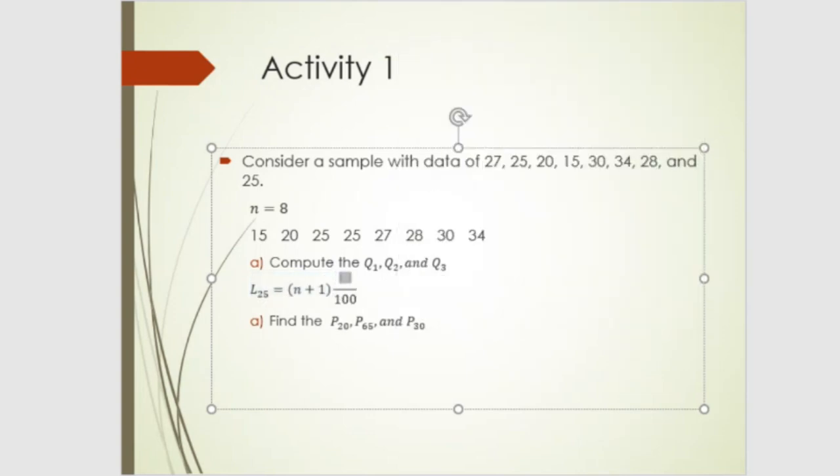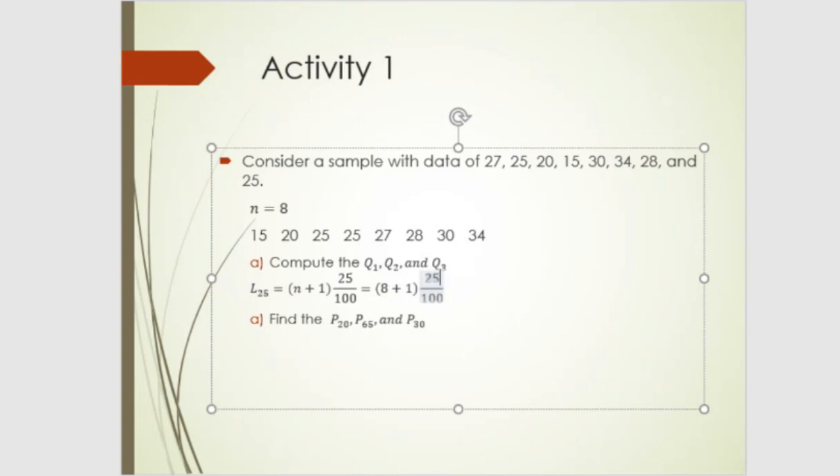Meaning we're going to change n and put 8. It's 8 plus 1. Let me use 100 the way it is, and here 25. Otherwise, you can take the common factor of 25 and 100, which is going to be 1/4.